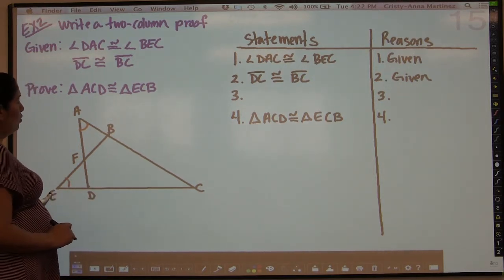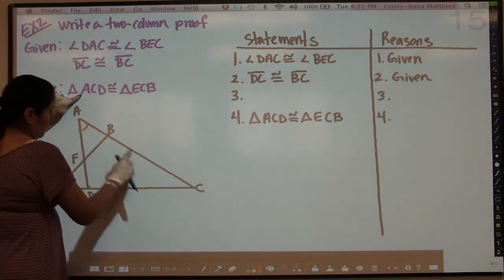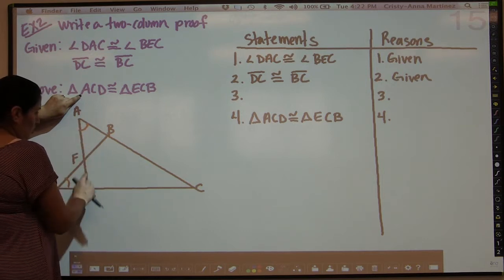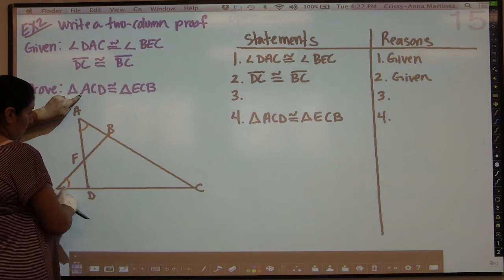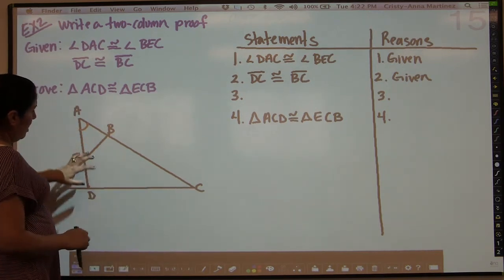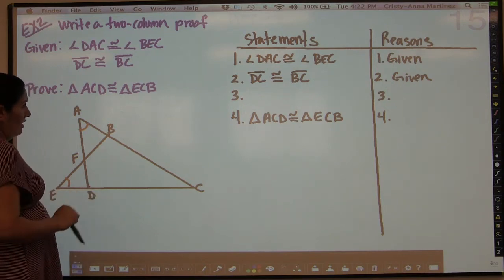Okay, and for the record, we are trying to prove triangle ACD. So the triangles are overlapping each other. You've got this big triangle here, and then ECB is ECB. So you've got this triangle, and then you have this triangle. They're kind of overlapping, kind of hard to see there.